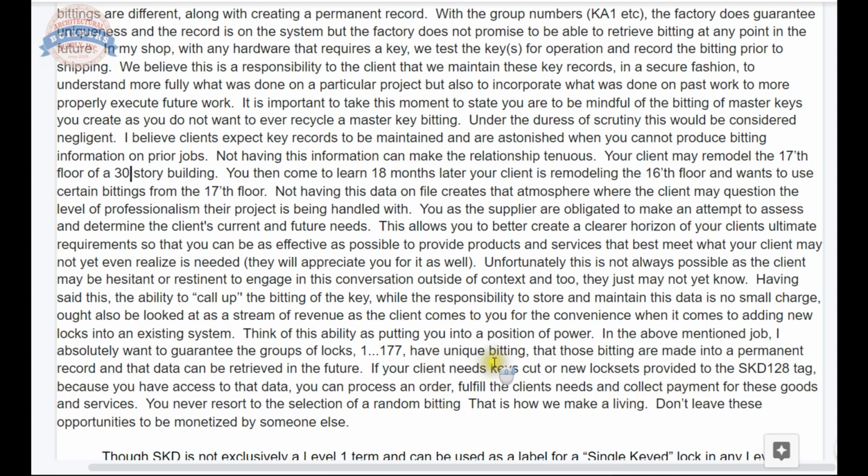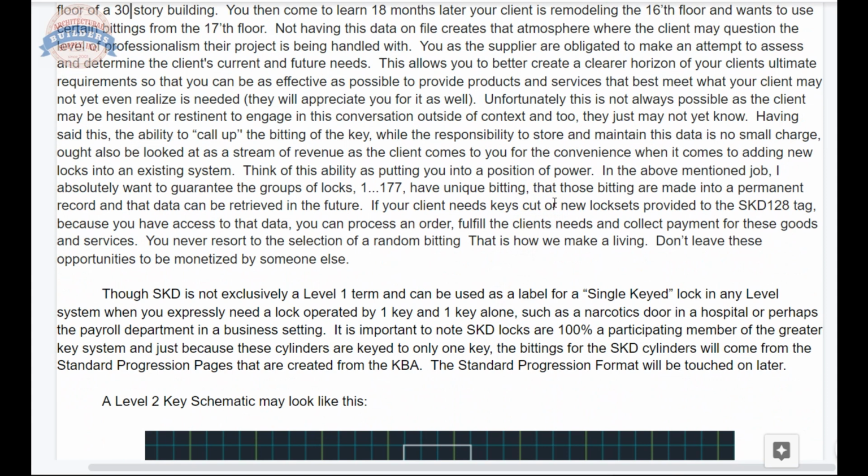If your client needs keys cut or new lock sets provided to the SKD 128 tag, let's say, and that literally happened on this job. One of the 177 unit entry doors, they were doing a kitchen door for one of them. And I was able to order one lock and one deadbolt to the bidding that the client said, here's the group, the SKD group I'm using on this unit, give me another lock and deadbolt. Because you have access to that data, you can process an order, fulfill the client's needs, and collect payment for these goods and services. Let's face it, that's the point.